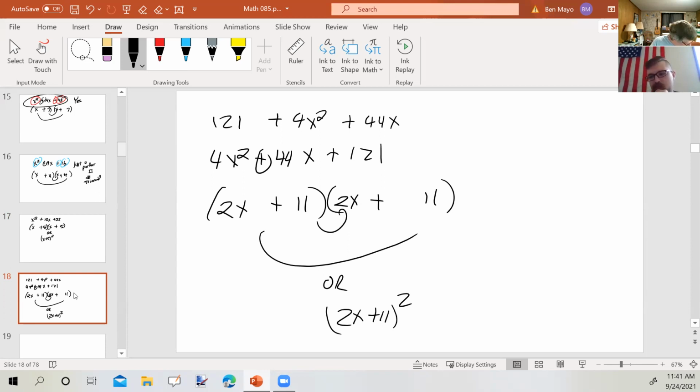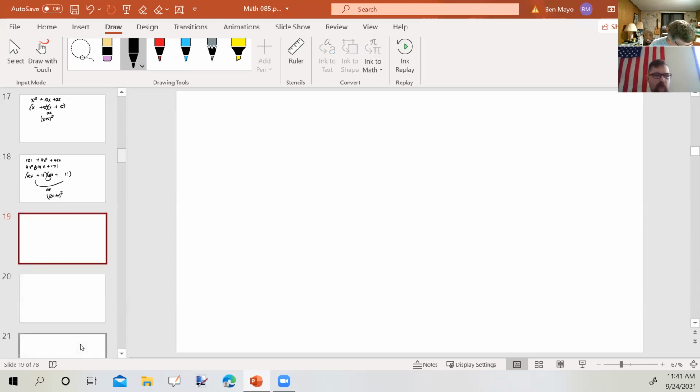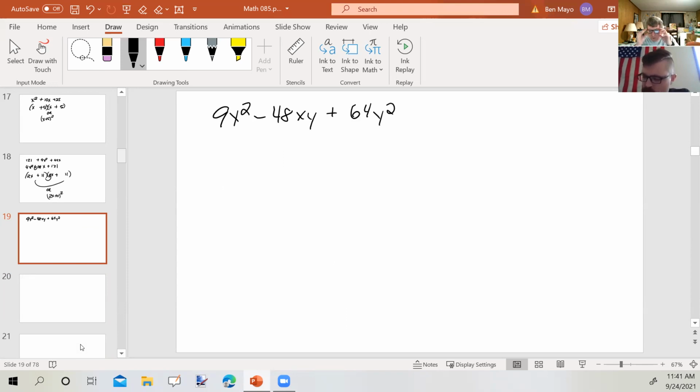Okay, let's see here. How about this one? 9x squared minus 48xy plus 64y squared. This trinomial is in standard form in terms of the variable x. It has x squared in the first term, x to the first power in the second term, and no x in the third term. So it is in standard form. The leading term is a square, the final term is a square, and there's a plus sign in front of it.